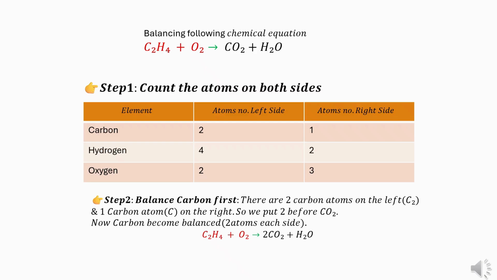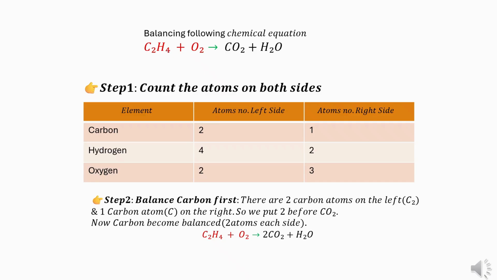Balancing the following chemical equation. C2H4 reacts with O2 and produces carbon dioxide and water. Step 1. Count the atoms on both sides. Carbon on the left 2 and on the right 1. Hydrogen on the left 4 and on the right 2. Oxygen on the left 2 and on the right 3.